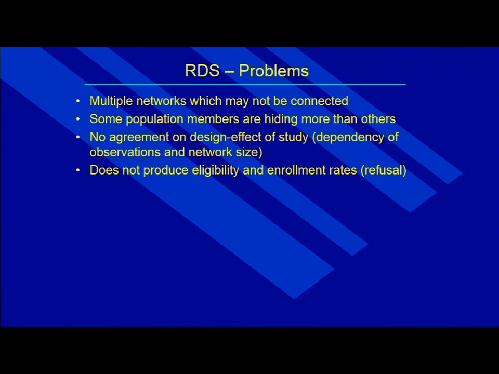for statistical analysis. Also, RDS does not produce eligibility and enrollment rates, which you can do in VDTS. You can actually record the number of people that are eligible and see how many go forward to enrollment, how many refuse, etc. You cannot do that in RDS.